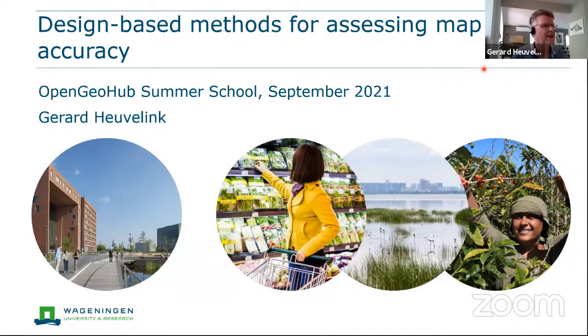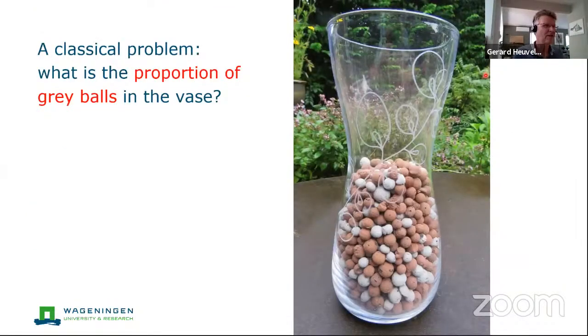Okay, so design-based methods for assessing map accuracy. I'd like to start with a classical problem from statistics and probability theory. Maybe you remember that from when you took your statistics classes. We have a vase here with red and gray balls, and I'd like to know, what is the proportion of gray balls in this vase? Well, what we could do is, of course, check them all and just count them. Then we would know exactly the proportion of gray balls in this vase. But that's a lot of work.